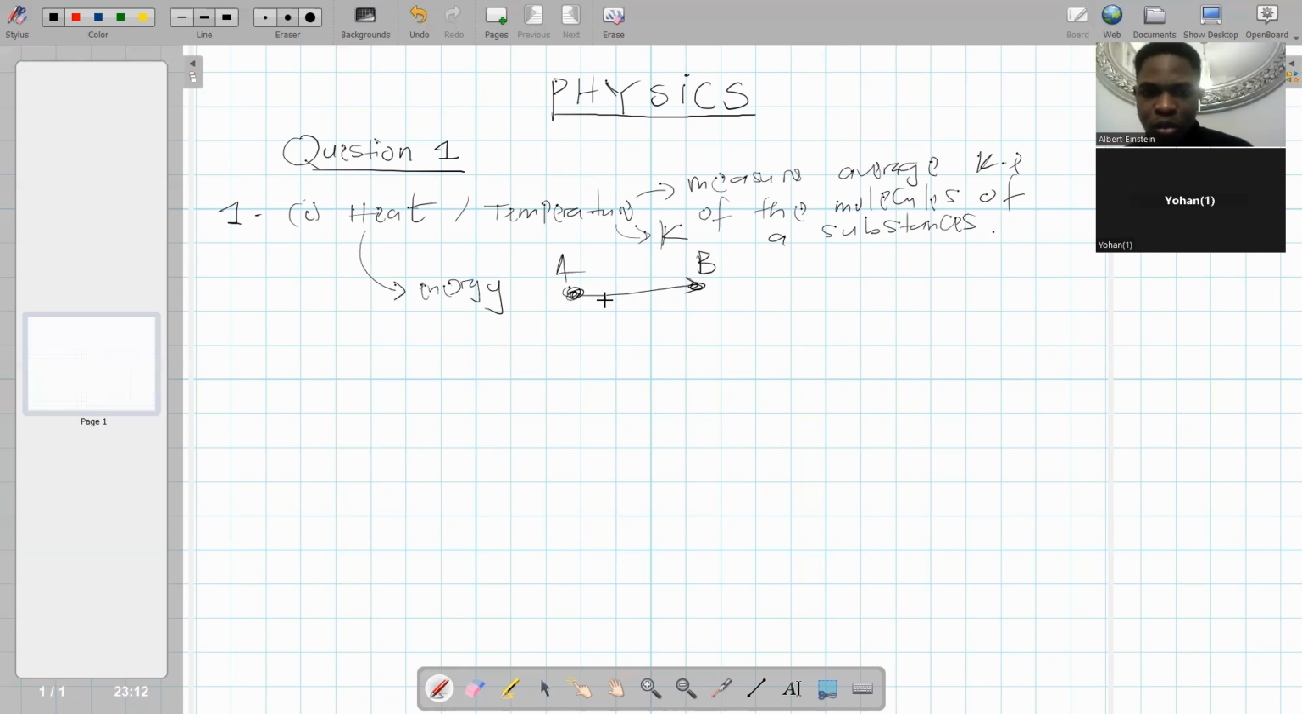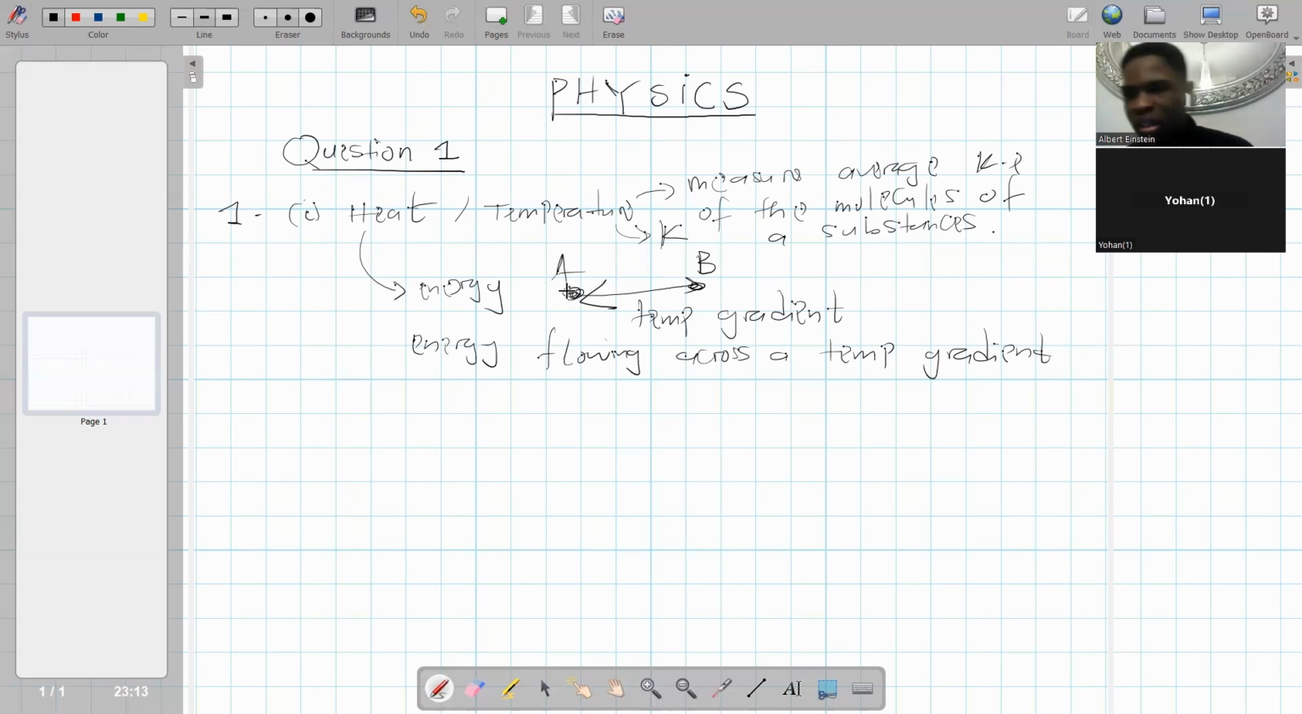The energy that flows between two points that are at a different temperature, or the energy that flows across a temperature gradient. Write it well. Heat: energy flowing across a temperature gradient. It simply means across two bodies that are at different temperatures. So that's the difference. And heat is measured in joule.